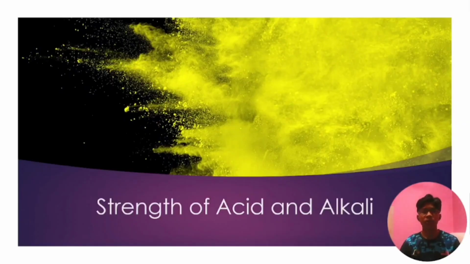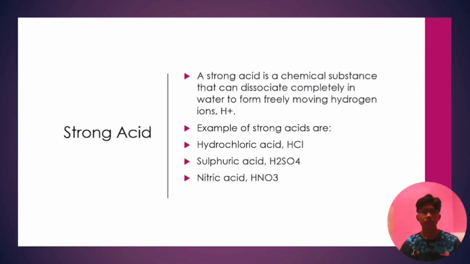Next, we are going to learn about strength of acid and alkali. First, what is strong acid? Strong acid is a chemical substance that can dissociate completely in water to form free-moving hydrogen ions. For example, strong acid is hydrochloric acid.